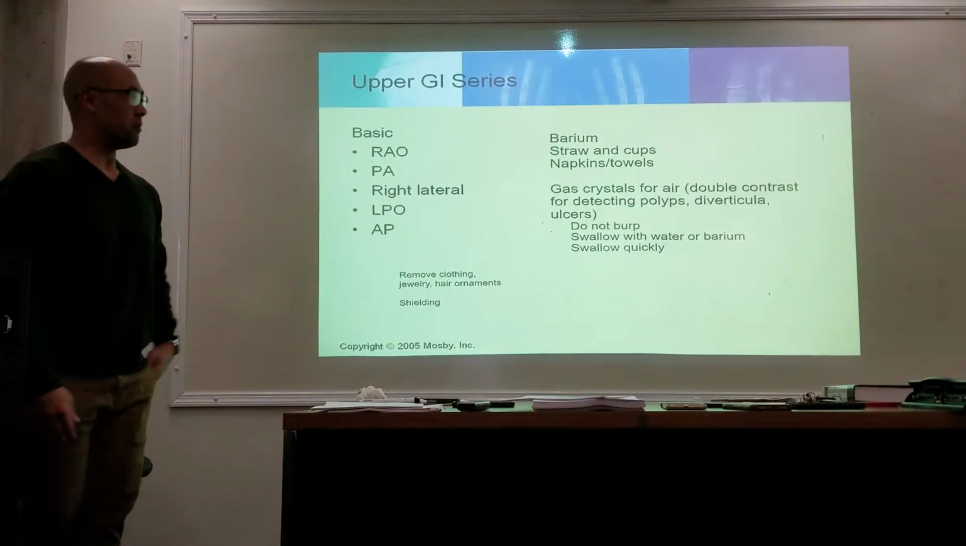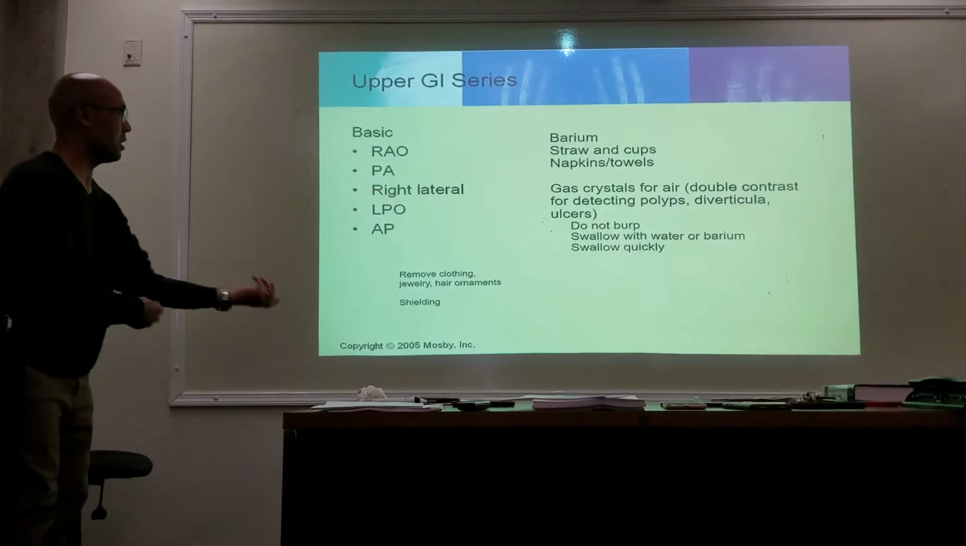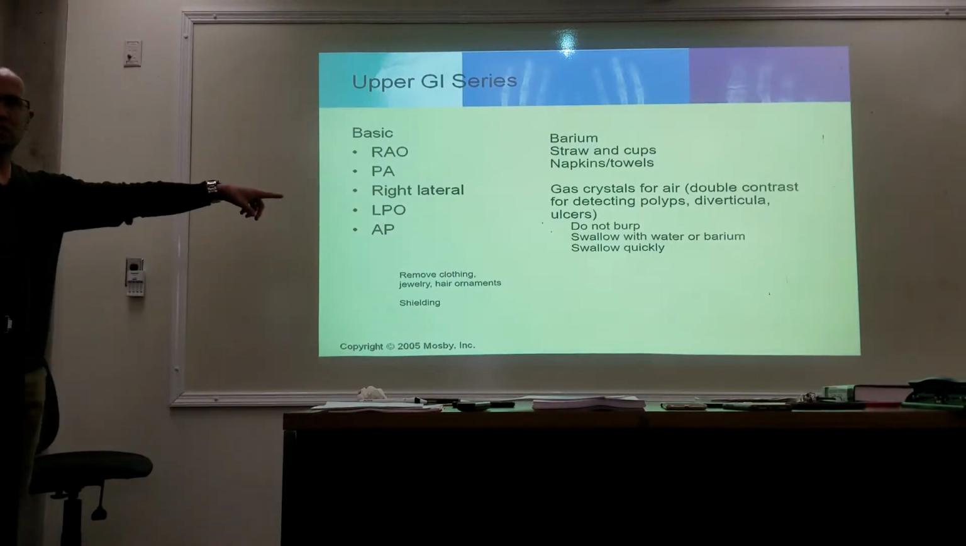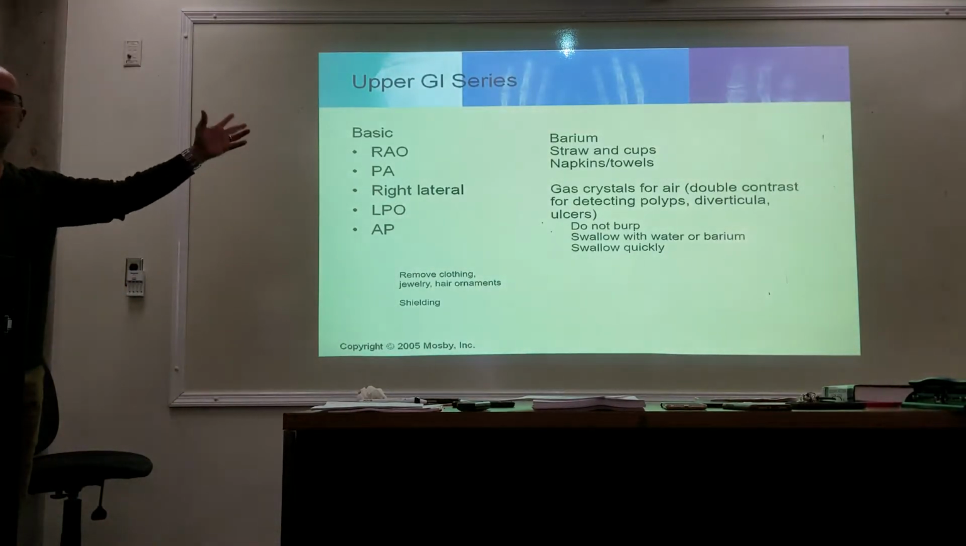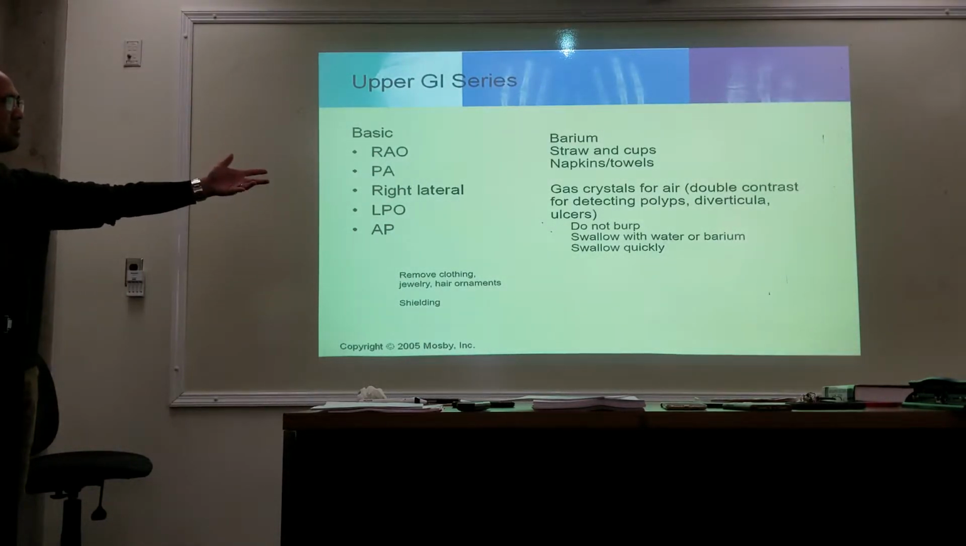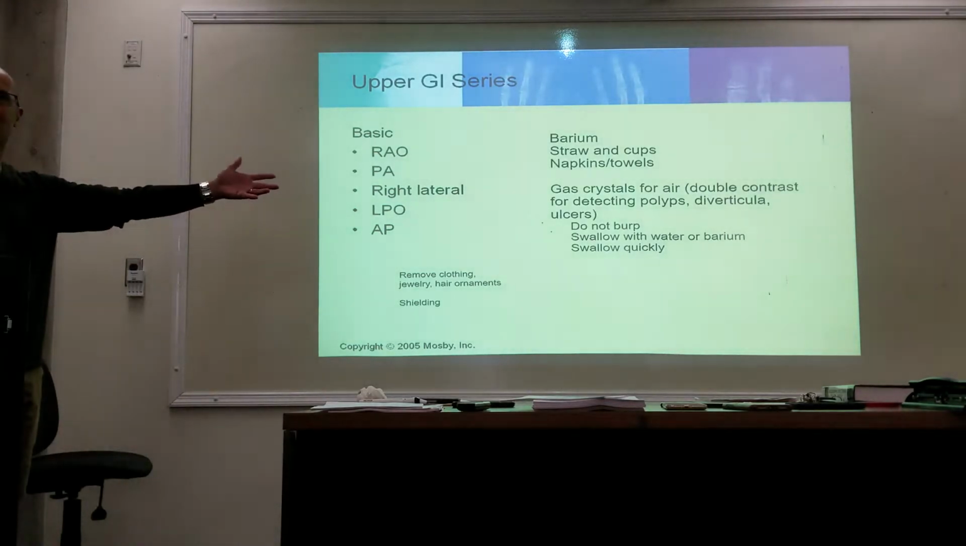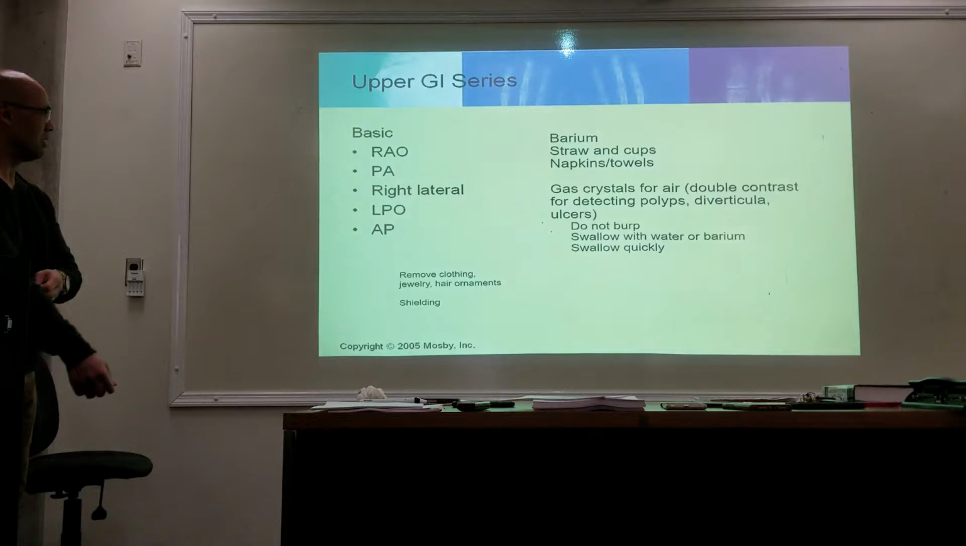All right. So these are all the stuff that we just talked about. Is this on your slides? Left side. Okay, I mean the previous slides, right? Barium, straw cups, napkin towels, gas crystals. Double contrast is good for detecting polyps. I said all that, right? I said all that. Okay.